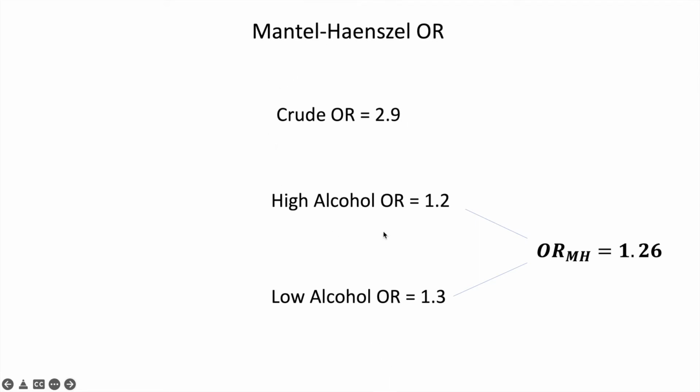So taking this information together, we can see that the Mantel-Haenszel odds ratio sits in between the stratum-specific odds ratios, and the reason it's so close to exactly half is because we had the same number of people. If there were a lot more people in one stratum than another, it would weight differently.